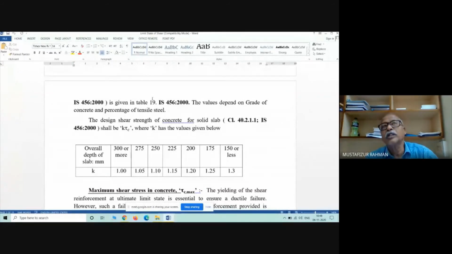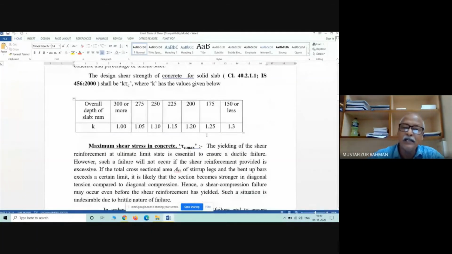So the member will not be able to resist, the member will fail. So under that situation, what will we do? Now again, a condition is given: tau V greater than tau C. Up to how much can we go? For this, again, a table is given.